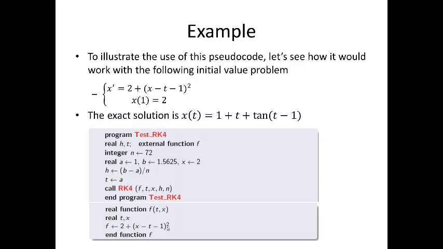Pseudocode here includes an external function statement both in the main program and in the procedure RK4, because the procedure f is passed in the argument list of RK4. The final value computed for the numerical solution is 3.192937699, which is pretty good.